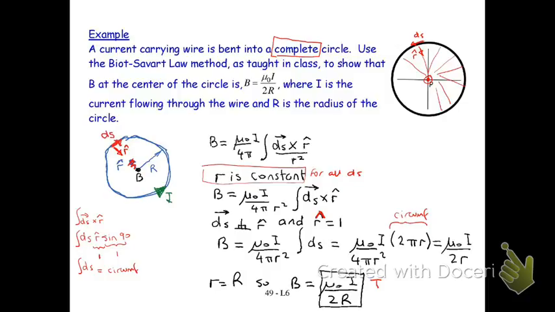But for a test, get the right answer. You need to show me the equation. You need to show me a diagram, show me what you're talking about. You need to show me the equation. You need to justify R is constant, ds perpendicular to R hat, and R hat equals 1. Show me these steps, okay?